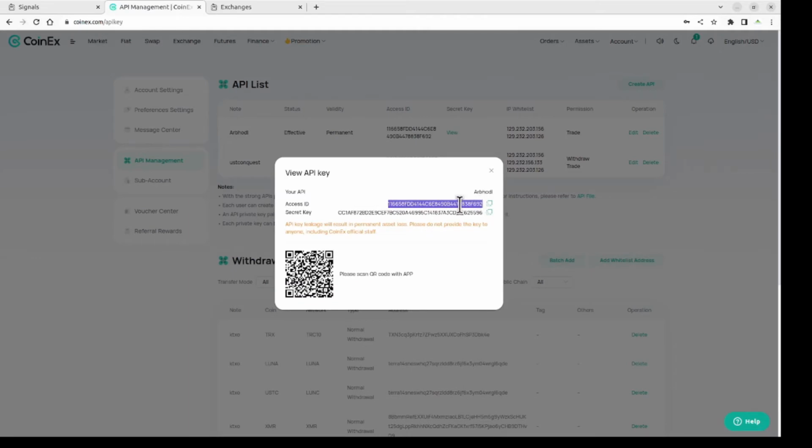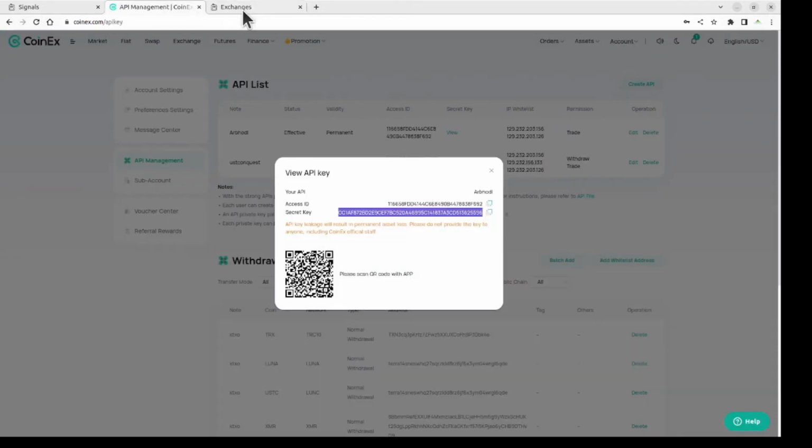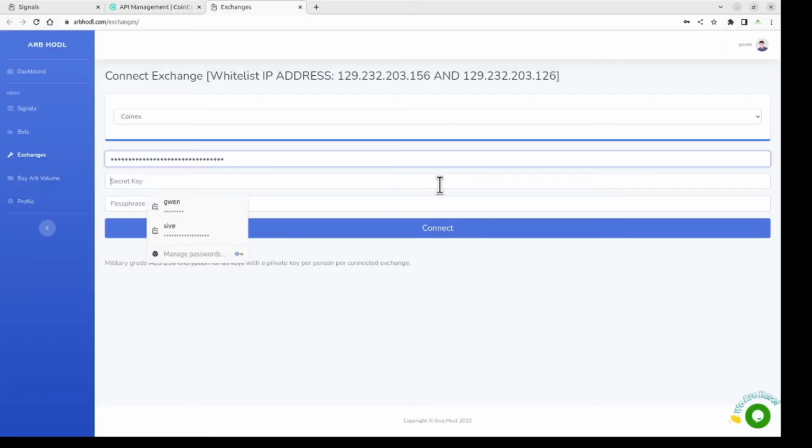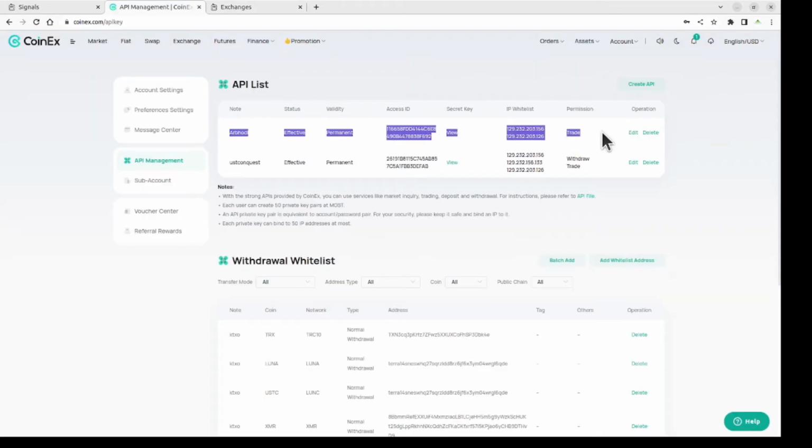Now I copy this access key and go paste it in API key field at Arbhodl, and then copy the secret key and go paste it in the secret key field at Arbhodl. Then click on Connect. And done. Exchange successfully created. And then we can close this. We can see the API key with the correct read and trading permissions.